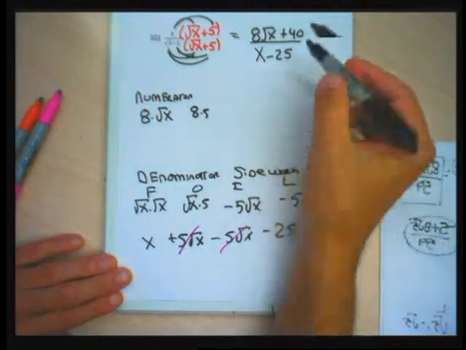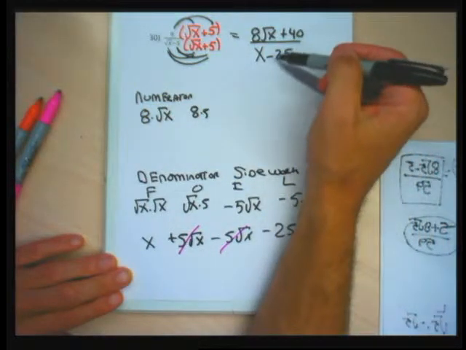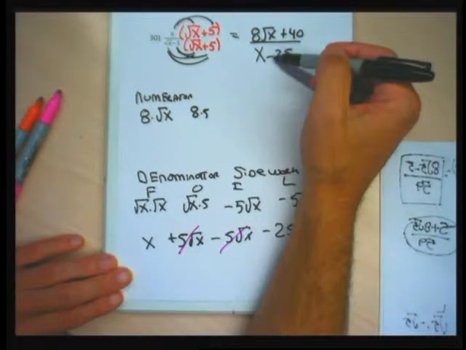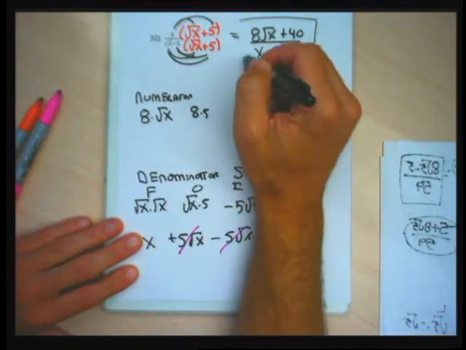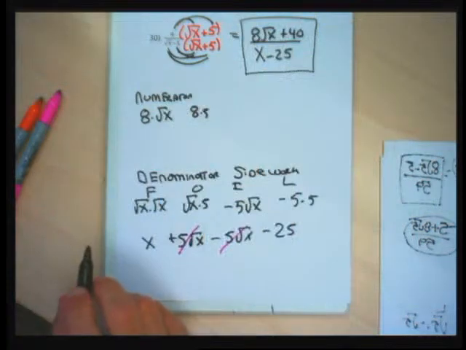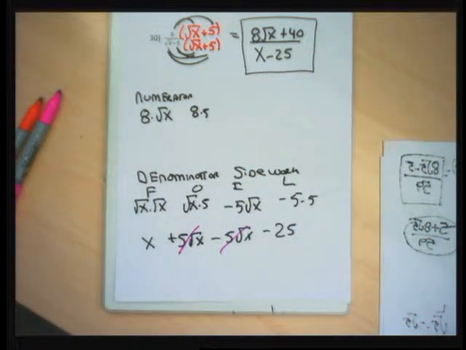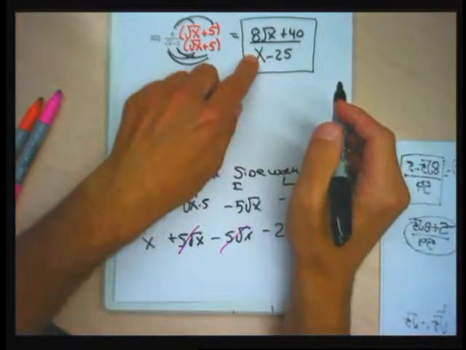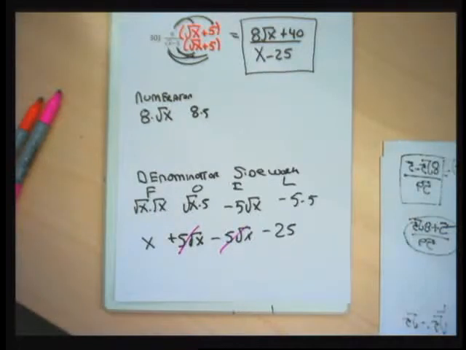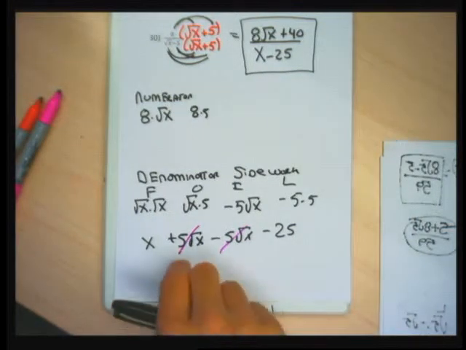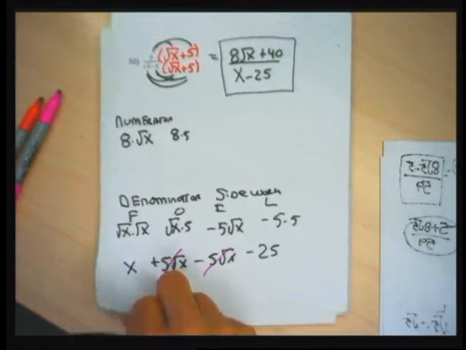I can't cancel the 25 with the 40 because of the minus sign between the x and the 25 and the plus between the terms in the numerator. So that's going to be the answer to 30. It just can't be reduced. In order to reduce something that has an x minus 25 in the denominator, you'd have to have an x minus 25 in the numerator. When there's minuses or pluses between terms, the canceling becomes very restrictive. You only can cancel exact copies.